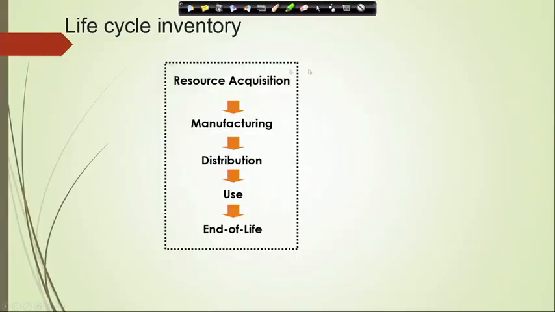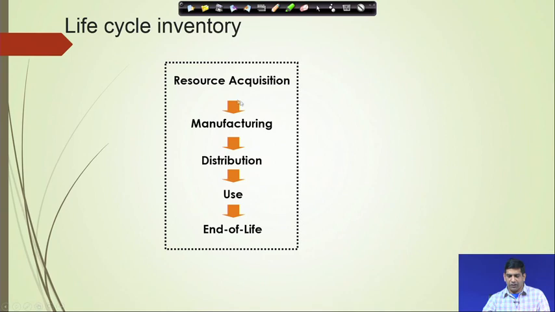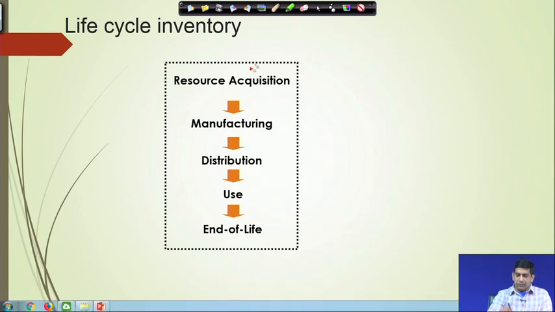So, in terms of the inventory, resource acquisition, manufacturing, distribution, use, and end of life, remember we were looking at these 5 stages. The dotted line that you see here is showing us the system boundary. I am just trying to draw along to highlight that point. So, that is our system boundary, under which we are working for this particular product.